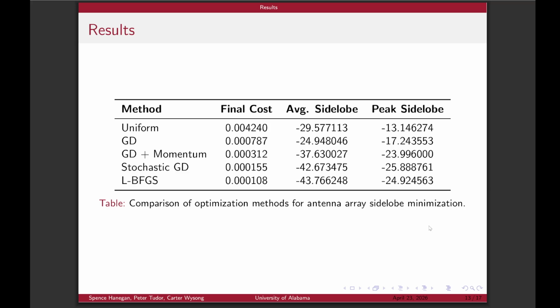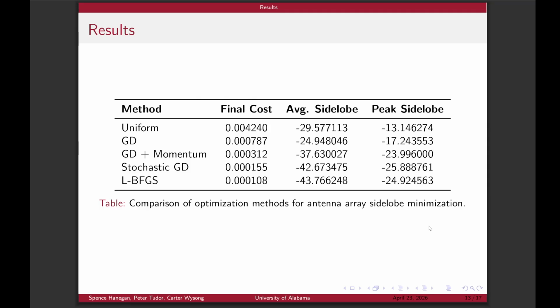The initial gradient descent has a final cost of 0.00787 and an average sidelobe level of negative 24 dB and a peak sidelobe level of negative 17 dB. Once momentum was added, the final cost was approximately halved to 0.00312. The average sidelobe level dropped quite a bit to negative 37 dB, and the peak sidelobe level also dropped a lot to negative 23 dB.